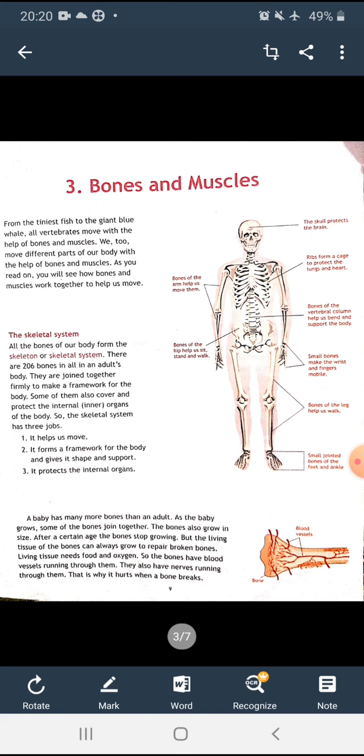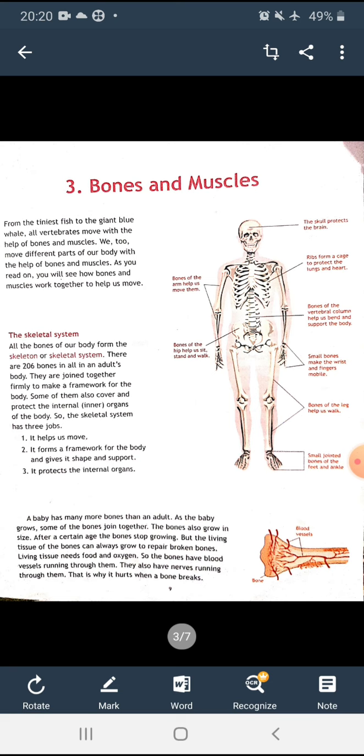Some of them also cover and protect the internal organs. Internal organs means heart, which is very sensitive, lungs, kidneys, and brain. So some of them also cover and protect the inner organs of the body.